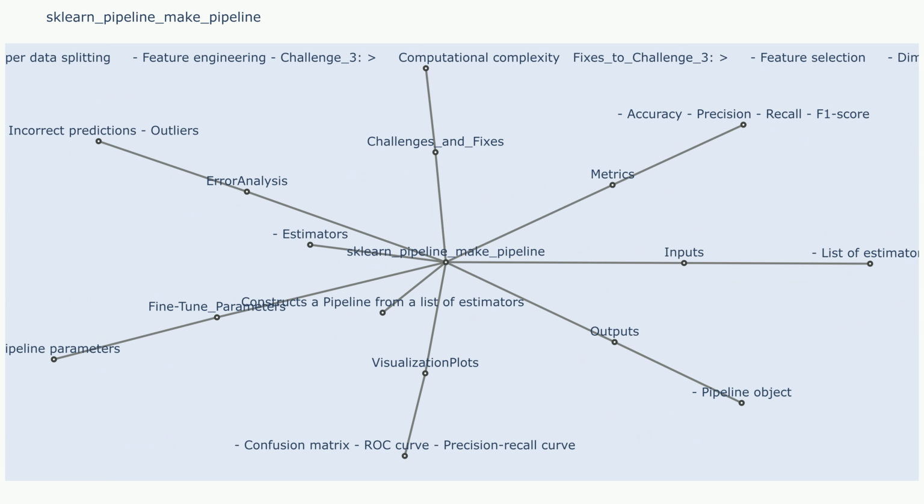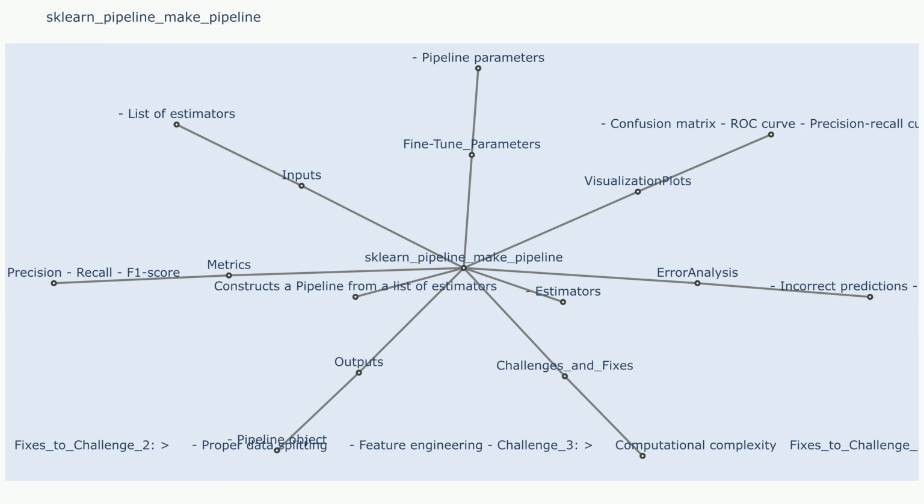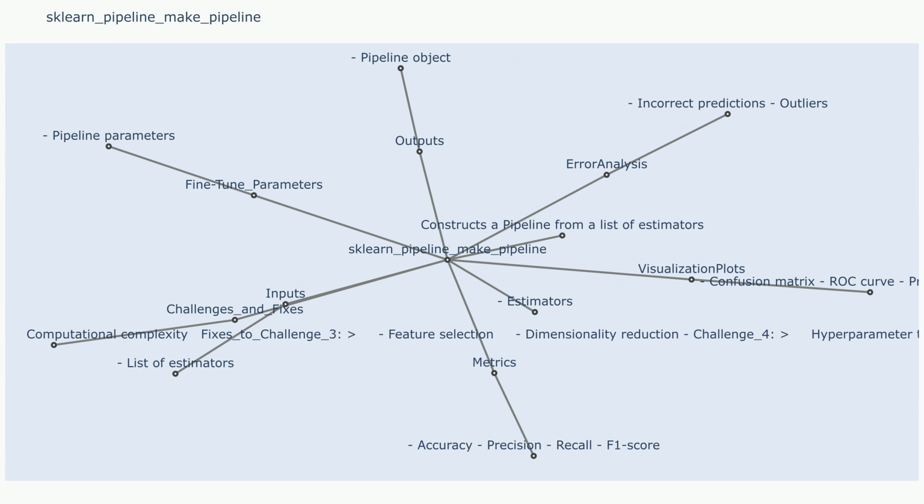Fine-tune parameters. Hyperparameter tuning. Use grid search, random search, or other hyperparameter tuning techniques to optimize the parameters of the estimators within a pipeline. Uncertainty methods. Confidence intervals. Use methods like bootstrap aggregating (bagging) to estimate confidence intervals around the predictions made by the pipeline.